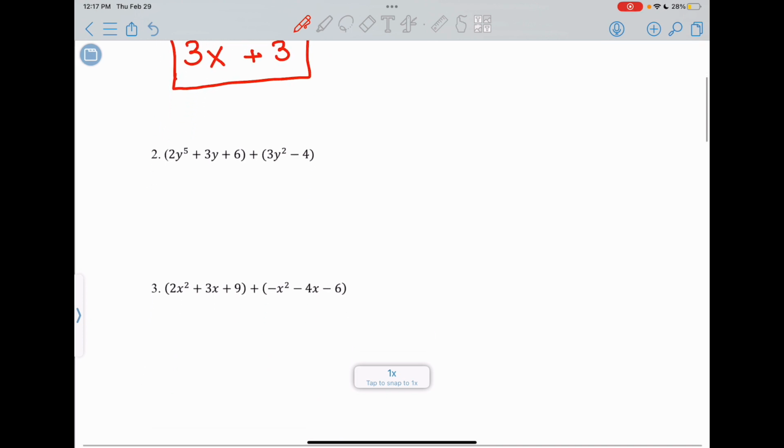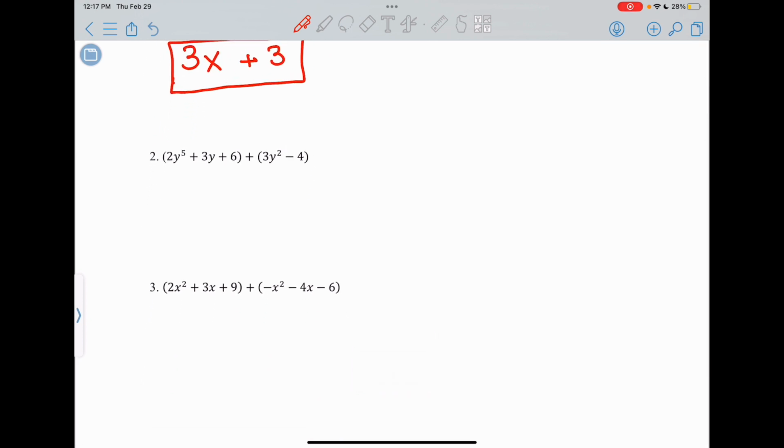Let's try this again. And keep in mind, in order to have like terms, the exponents for all the variables need to be the same. So even though we have 2y to the power of 5 and 3y, because the 3y has a power of 2, it is not the same as y to the power of 5. So 2y to the power of 5 is its own term. 3y is its own term. For numbers, I have 6 and -4, and 3y to the power of 2 is also its own term. I'll make that a rectangle.